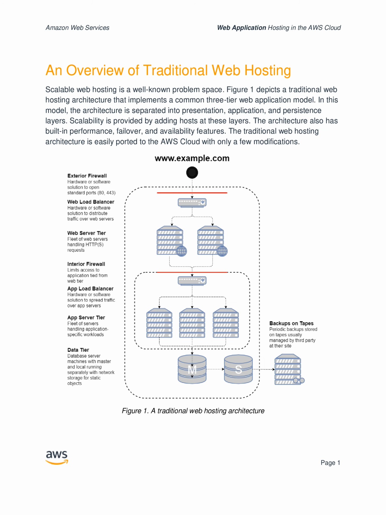An overview of traditional web hosting. Scalable web hosting is a well-known problem space. Figure 1 depicts a traditional web hosting architecture that implements a common three-tier web application model. In this model, the architecture is separated into presentation, application, and persistence layers. Scalability is provided by adding hosts at these layers. The architecture also has built-in performance, failover, and availability features.